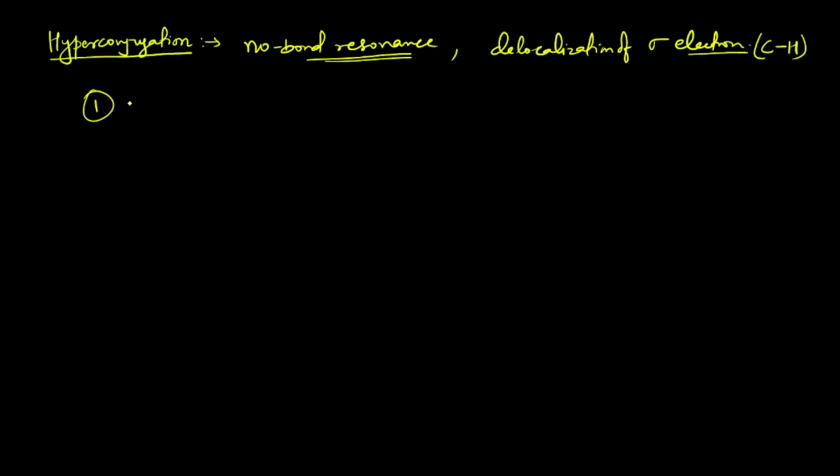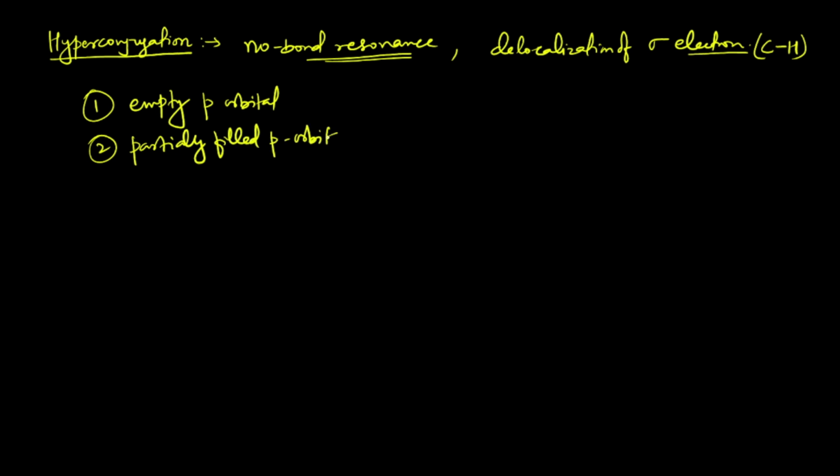The first is that it will shift towards an empty p orbital. Second probable will be a partially filled p orbital, and the third probable shifting will be from the sigma electron, that is the CH bond. The delocalization will take place towards the pi anti-bonding orbital. Correct. These three types of shifting you will see here in hyperconjugation.